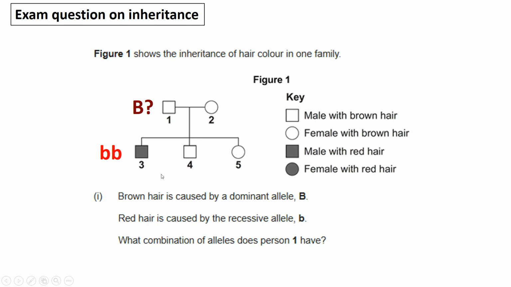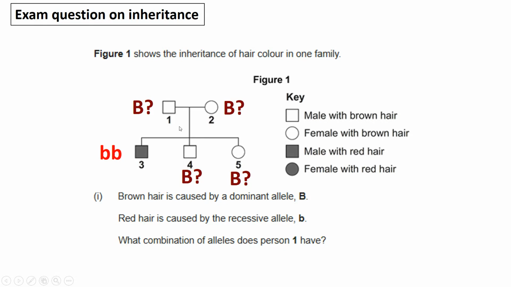We know that parent 1 would have a dominant brown hair allele because they've got brown hair. And parent 2 also has brown hair. Offspring 4 has got brown hair, so they've again got the brown hair allele, and so has offspring 5. But we don't yet know what the other allele might be for these 2 offspring or for the 2 parents. However, because person 3 has inherited 2 recessive alleles, it means that they have inherited one of them from their mum and one of them from their dad.